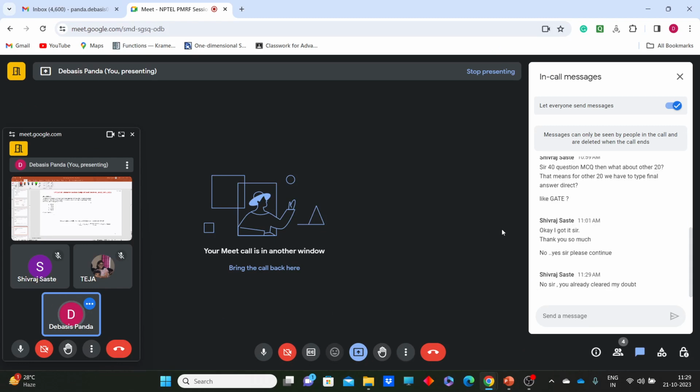Okay. Sir, 40 questions are MCQ, then what about the other 20? That means for the other 20 you have to type the answer? Yeah, you have to type for a certain percentage of questions, but not for all 20. There might be MSQ type questions, where numerical values are provided and you just need to select. But there should be some questions where you need to put the answer.